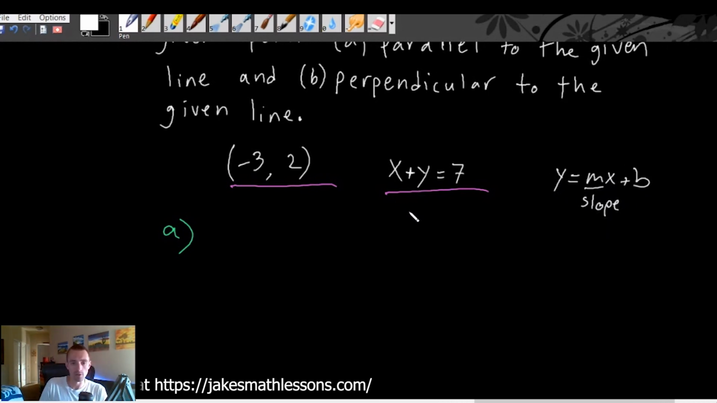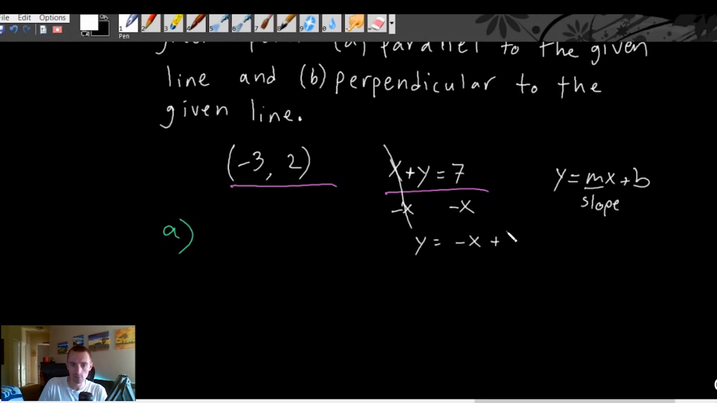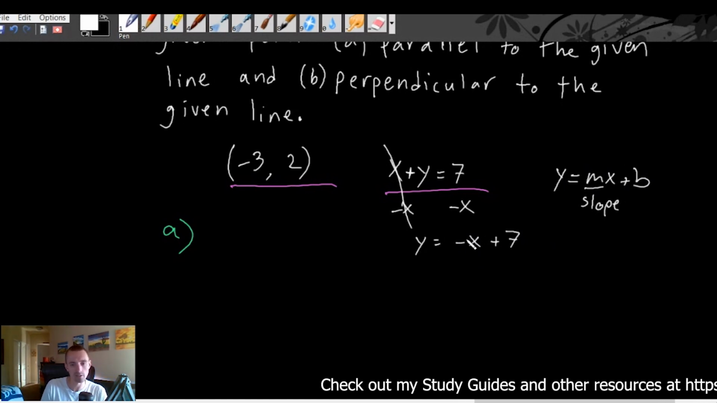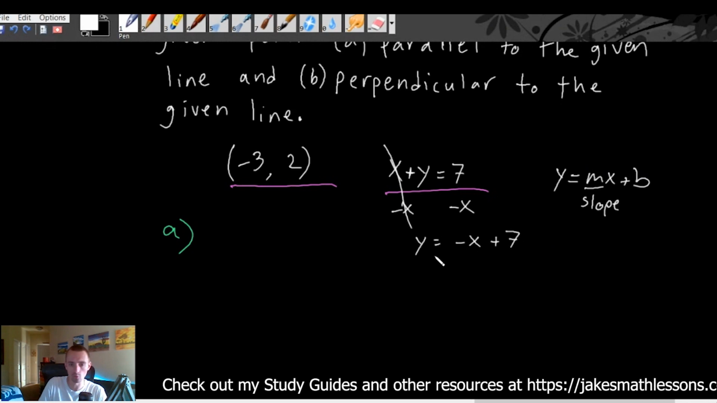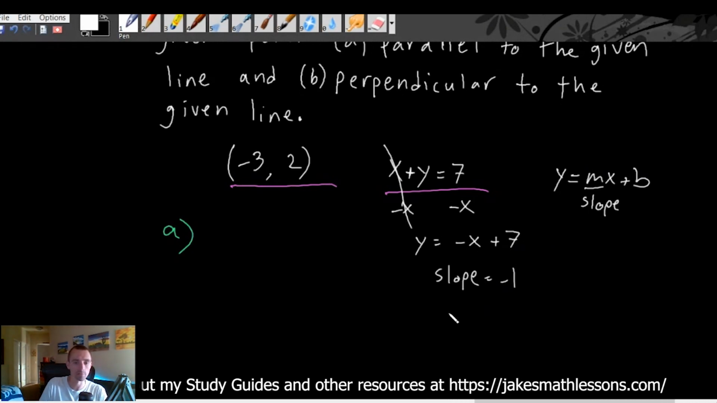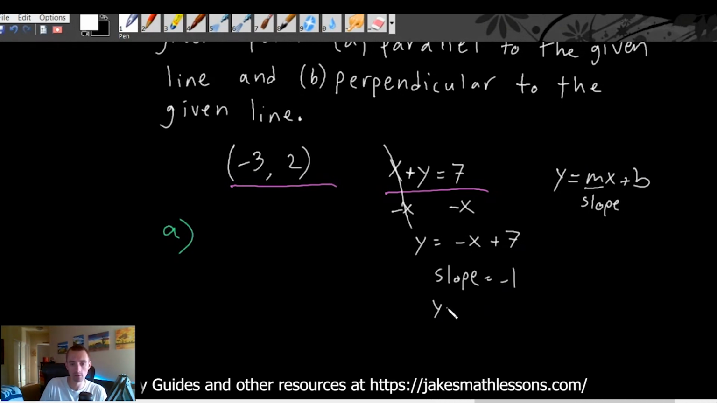So in this case, to do that, all we have to do is subtract x from both sides, and we will move it over to the right side of our equation. And we would get y equals negative x plus 7. Okay, so now we've got this in the slope-intercept form. We know that the slope of this line is negative 1, because negative x is the same as negative 1x. So basically our slope is negative 1. And the y-intercept of the given line is 7.